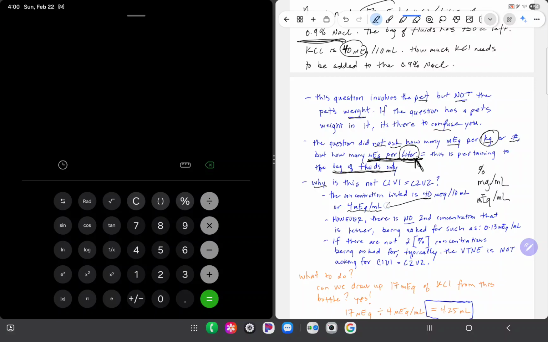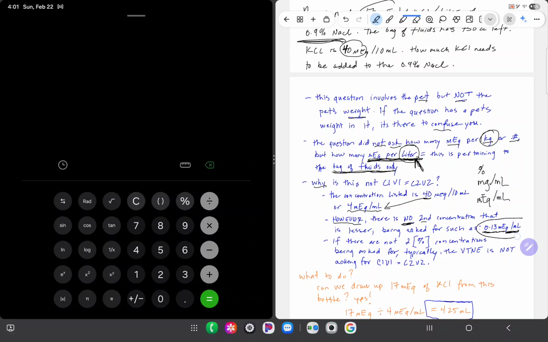Okay, so at some point we have to do that math and get down to this smaller number. How many per mil? Okay. However, the reason it's different is there is no second concentration that is lesser. So if the doctor said I need 0.13 milliequivalents per mil per liter, that would be different than just saying 17 milliequivalents per liter. All right? They're asking for 17 milliequivalents, full stop.